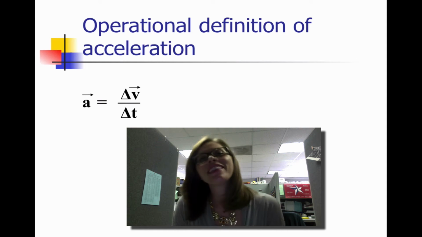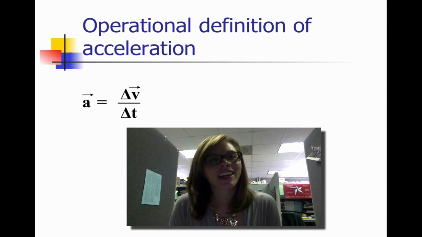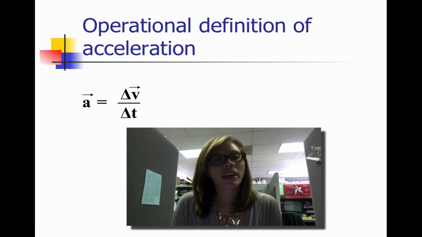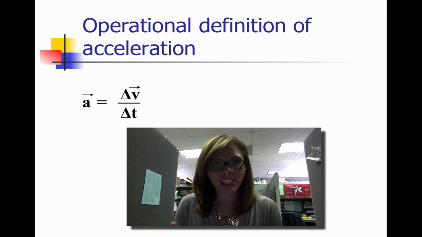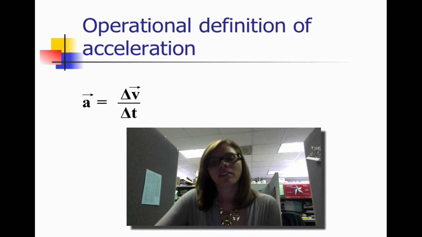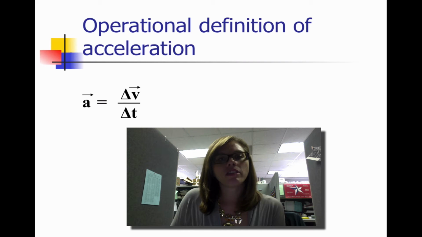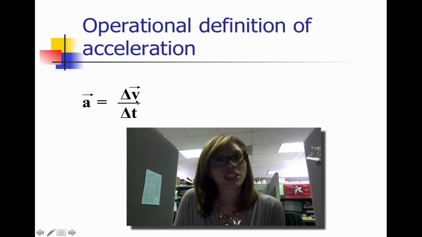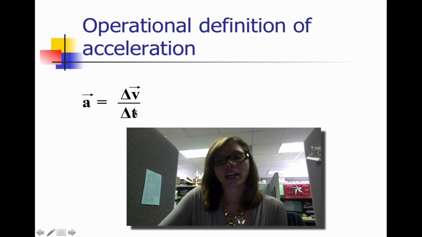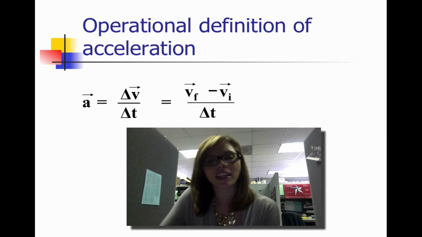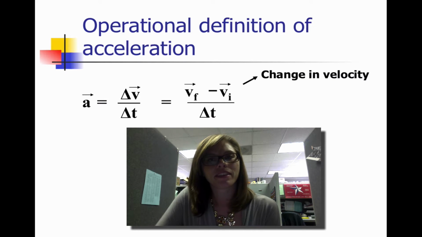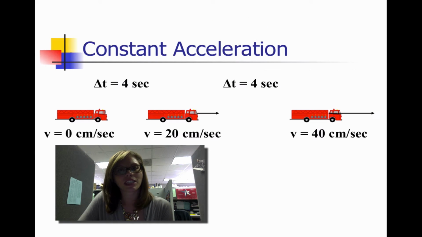Well, welcome back. This is our third video on acceleration. In this video, we're going to work through different examples and really get a good gut feeling of what is acceleration, how do we find it, what direction is it going, what does it mean? From our last video, we saw that the definition of acceleration is a change in velocity over a change in time. Another way of writing that is final velocity minus initial velocity over a change in time.